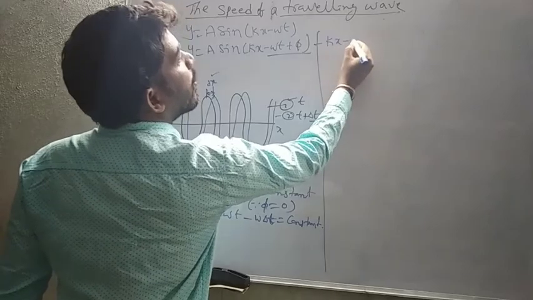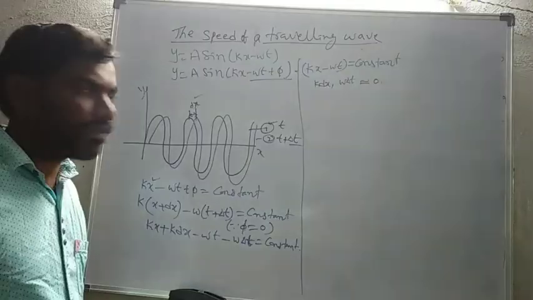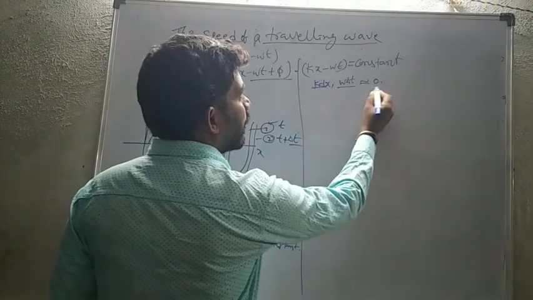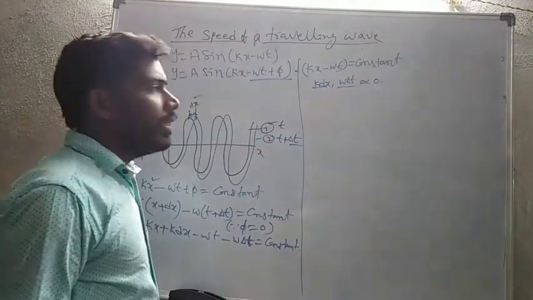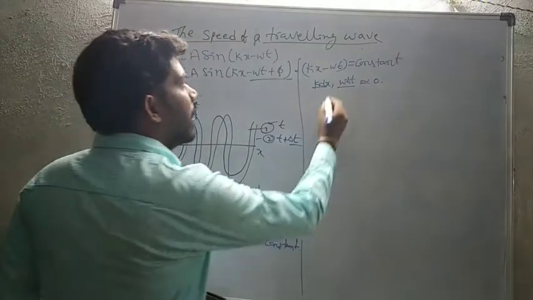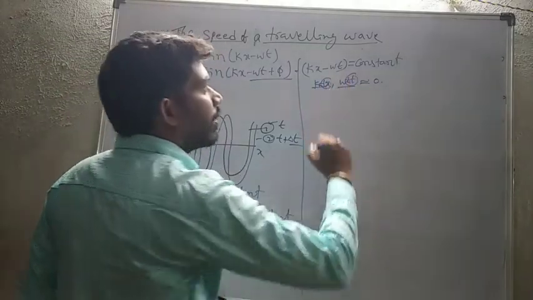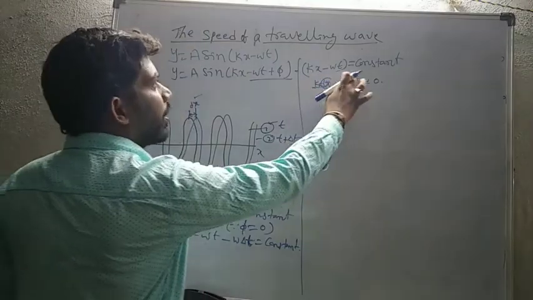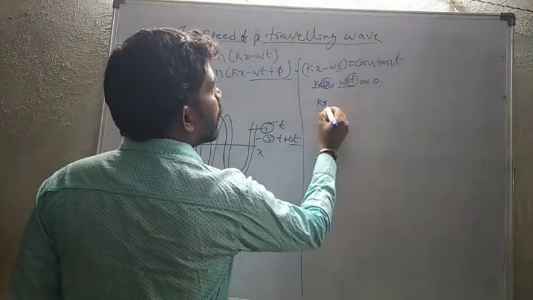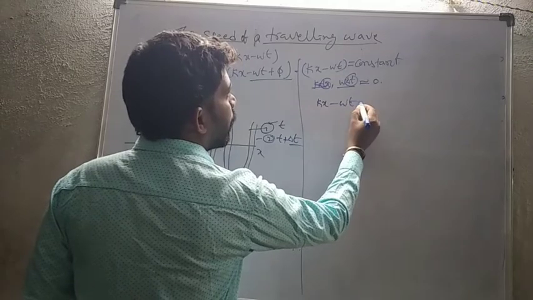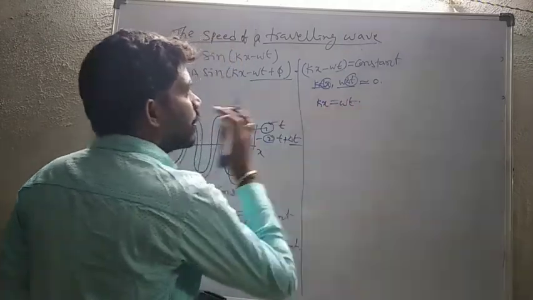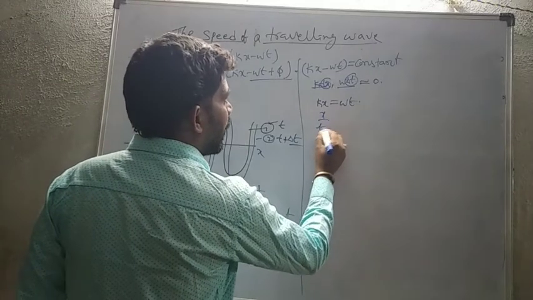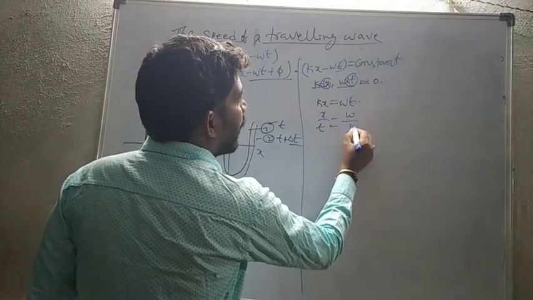Now we write this as kx minus omega t, and k delta x and omega delta t are approximately 0. Why? Because these are very small values. Then kx minus omega t equals constant. So kx equals omega t, and x by t equals omega by k.